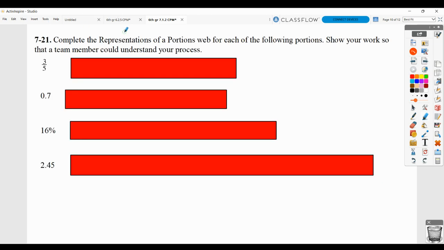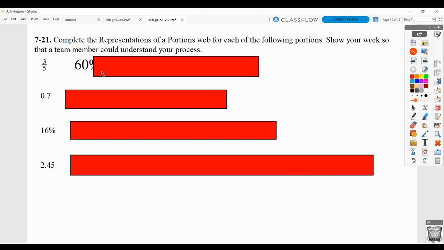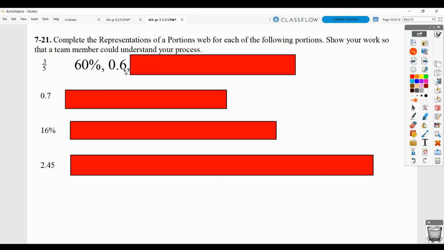For 721, they want you to complete the portions web representations. Make sure again that you show your work. So for 3/5, we're going to want to change it to the other formats, which would be the decimal, percent, words, and so on. So percent would be 60%. Now, how are you going to show that work? Well, you can show that if you multiply top and bottom by 20, you would get 60 over 100, which is 60%. Or you could show that if you took 3 divided by 5, you get the decimal of 6/10, which when you move the decimal point 2 places to the right, gives you 60%.